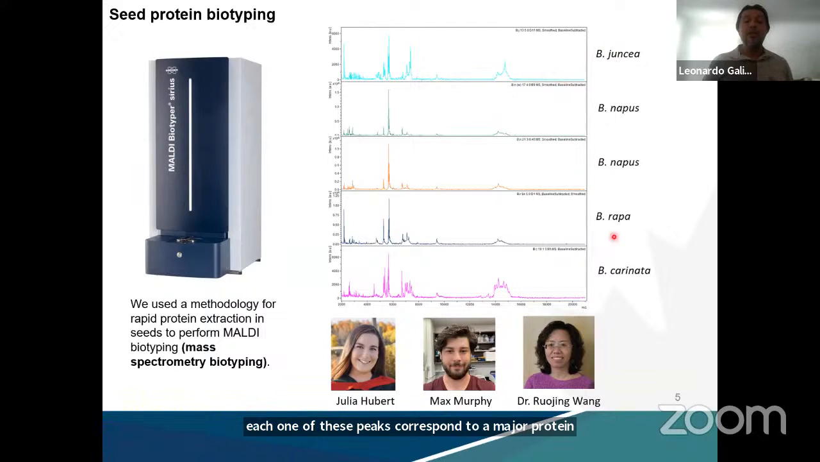And so initially we did a test here with some plants from the canola family, just because we had lots of those seeds and we were testing the methodology. And you can see that there are differences in the peaks that are produced between each one of these different species of plants. However, when you compare 2 accessions of the same species, the profiles are basically the same.